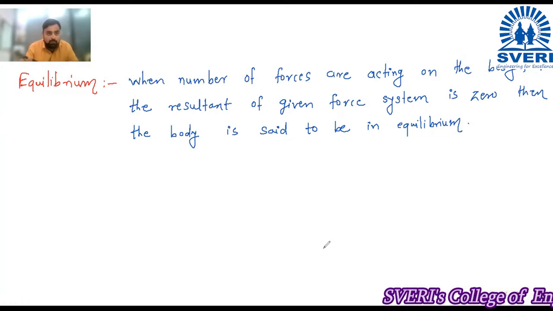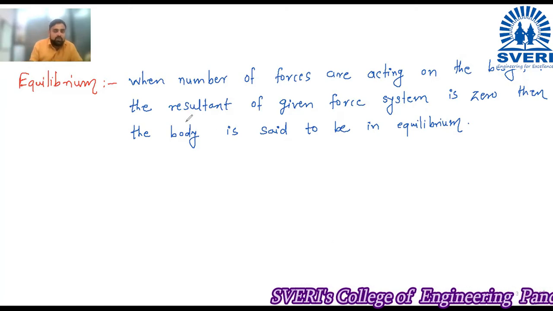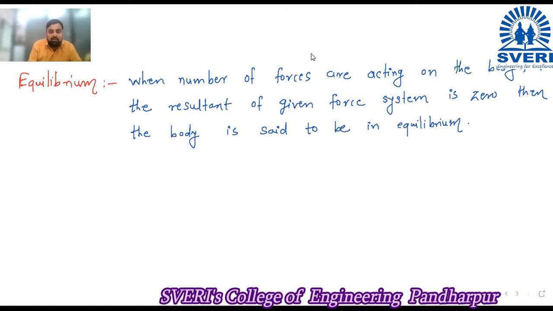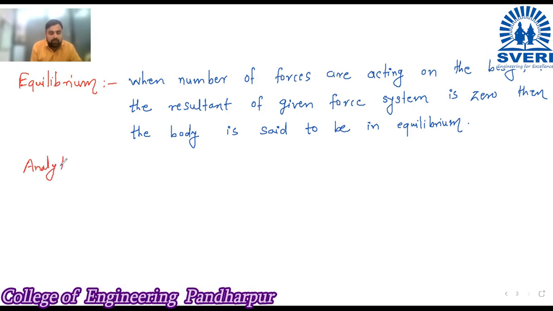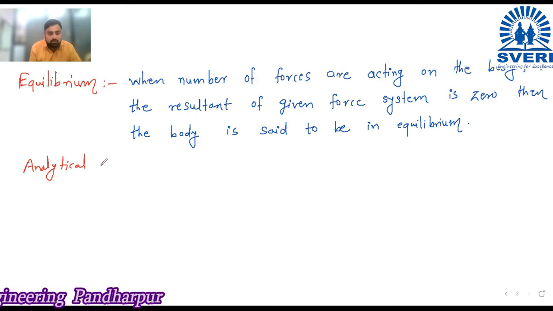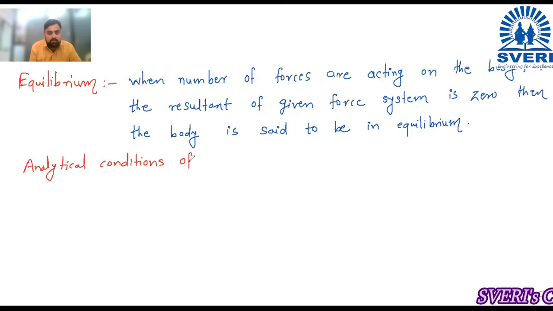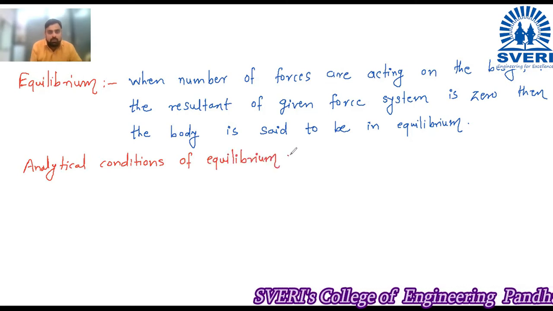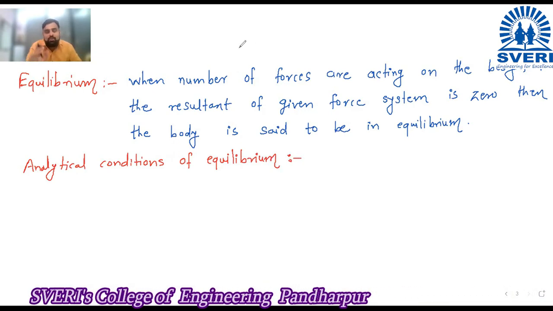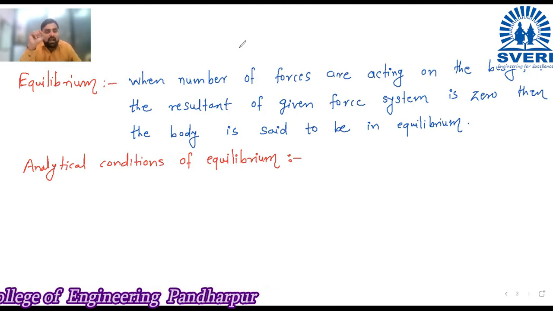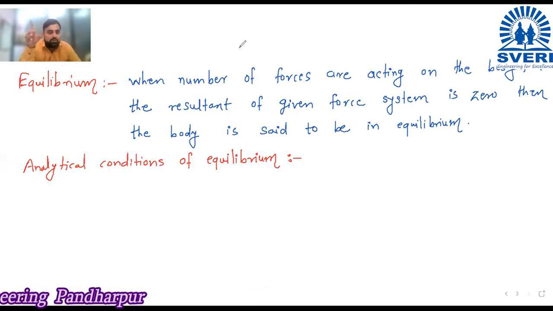So don't forget now from here onwards what is the meaning of equilibrium. Next is analytical conditions of equilibrium. So what are the analytical conditions? Whatever we have seen just now, those are the analytical conditions. That when you say that body is in equilibrium means what? Resultant force is zero. So the analytical conditions are, there are three analytical conditions.